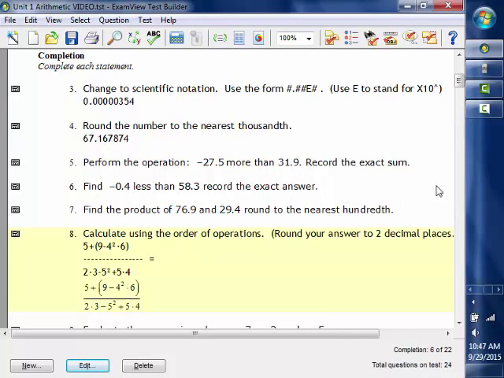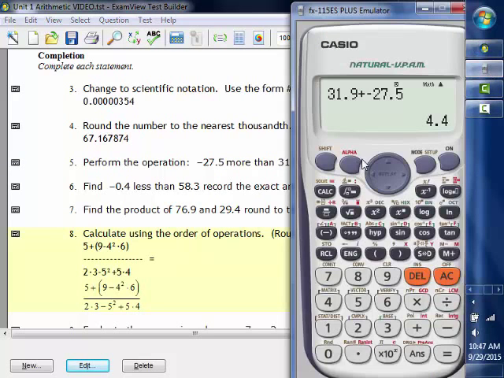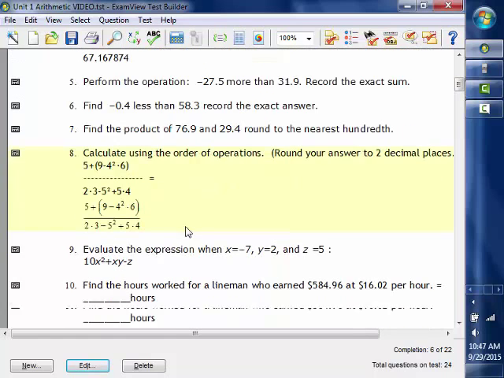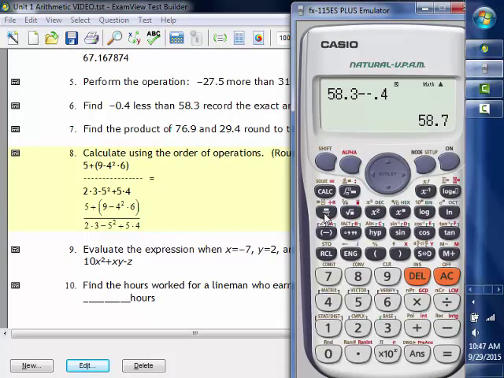Find less than. Once again, since it's got the than, that's a switch order word. So we're going to start with the second number, 58.3. Less means subtract, and -0.4. And if you notice, you get a little bit larger number because subtracting a negative is the same as adding a positive.